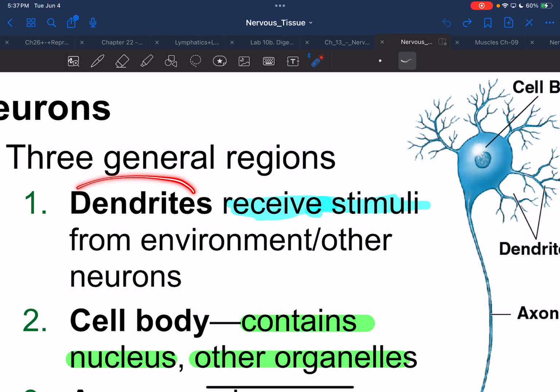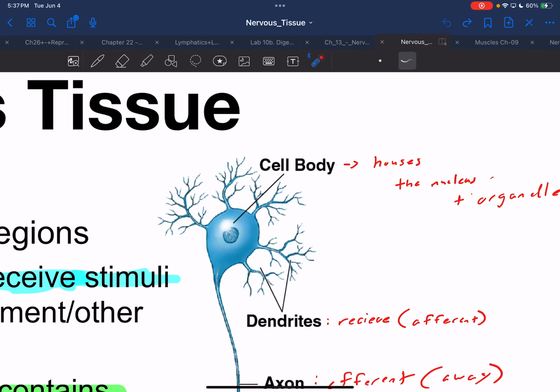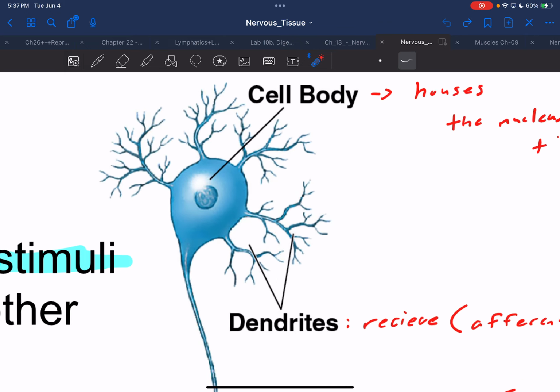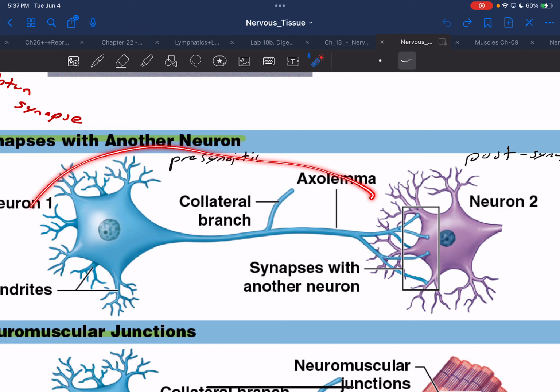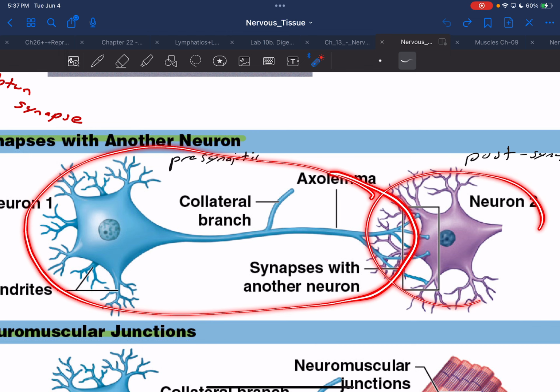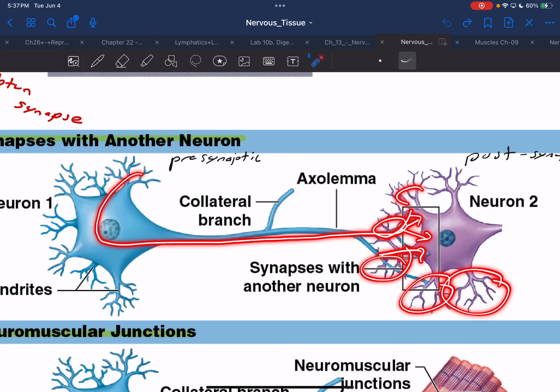We have our dendrites, which are going to be these shorter extensions. These shorter extensions are going to receive action potentials. They're going to receive nerve impulses from other neurons in a manner like this. Like when you see a connection, you don't have to flip pages, I'll do it for you. But you can see here a neuron is connected to another one.